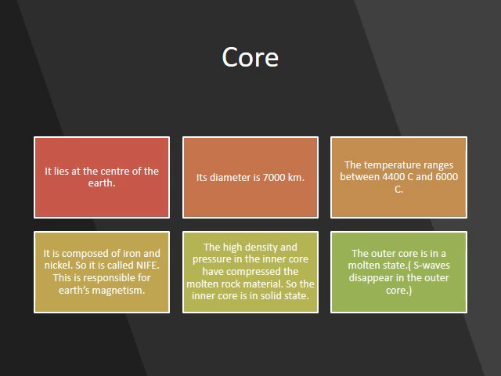Core. It lies at the center of the Earth. Its diameter is 7000 kilometers. The temperature ranges between 4400 degrees Celsius and 6000 degrees Celsius. It is composed of iron and nickel, so it is called NiFe. It is responsible for Earth's magnetism.